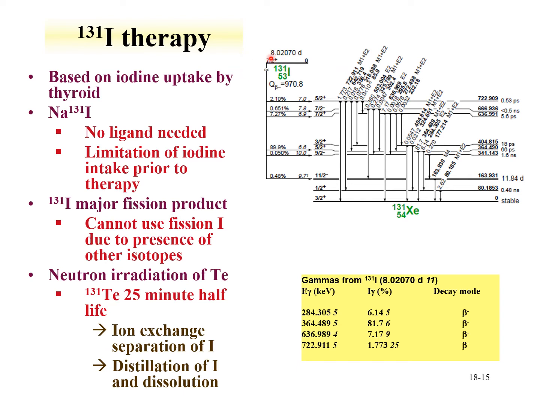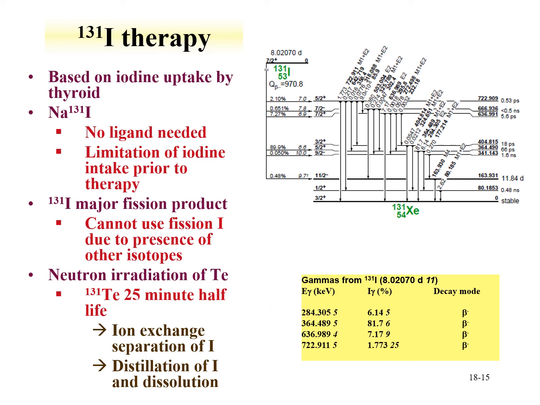It has a half-life of 8 days, decays down to xenon, and also has gammas associated with it. These gammas are unfortunately responsible for external doses from the patients. However, they can also be used to image the uptake of the iodine-131 by the thyroid.